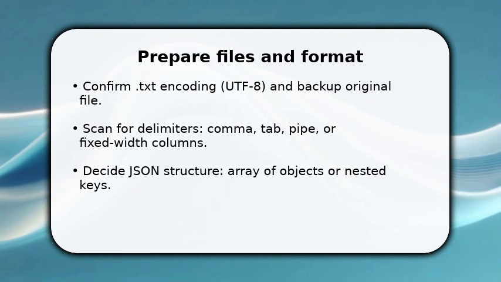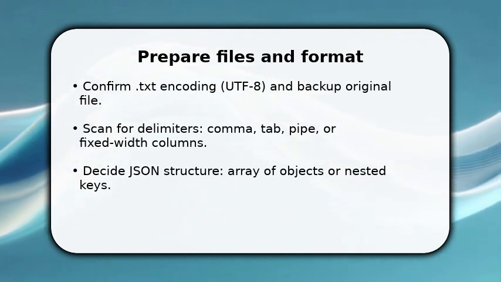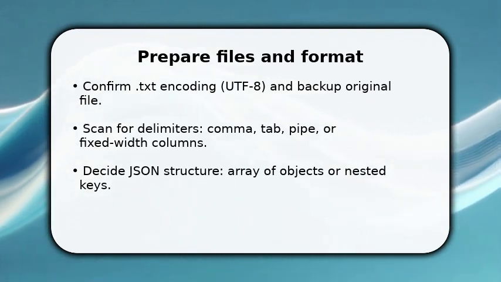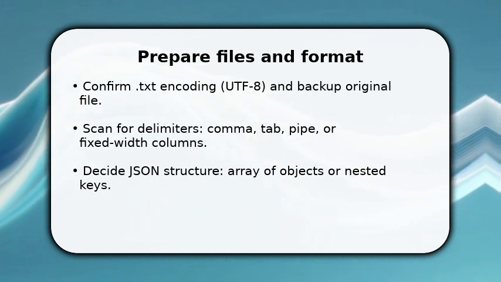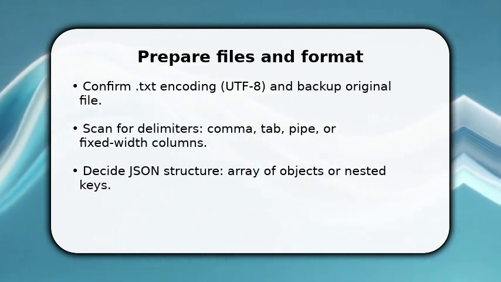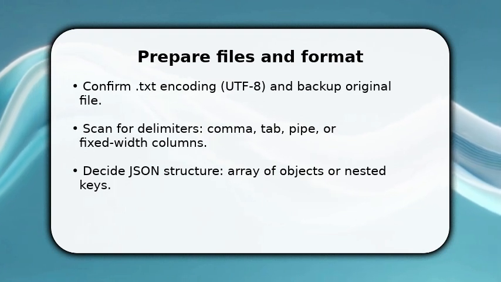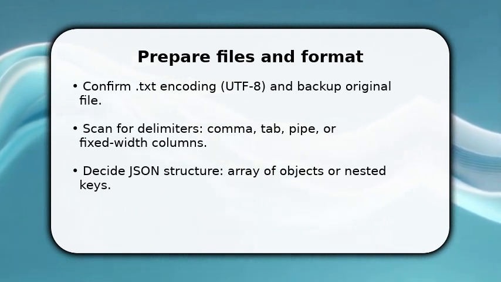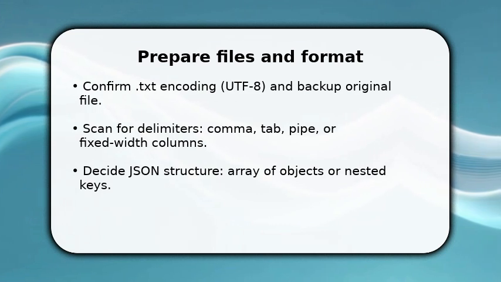You start by inspecting the text file so you know what you're converting and why. Open the txt in a plain editor, confirm UTF-8 and save a backup. Next, identify the delimiter, comma, tab, pipe, or consistent column widths, because that guides parsing logic.